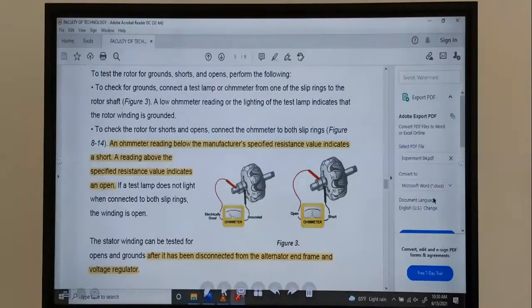Here, first, alternator checking. This is specific to the rotor. How to check the rotor? You take the ohm meter.